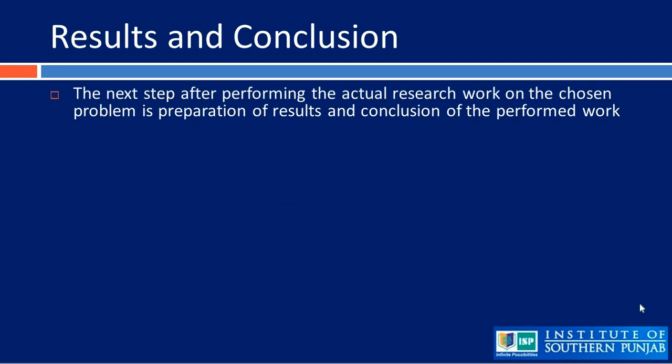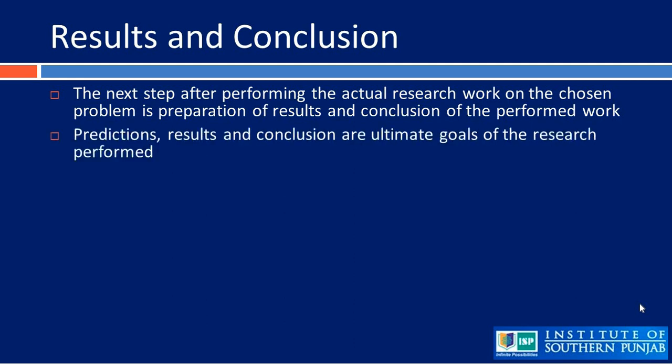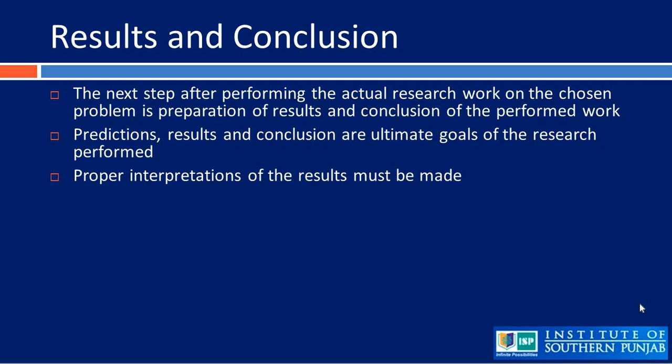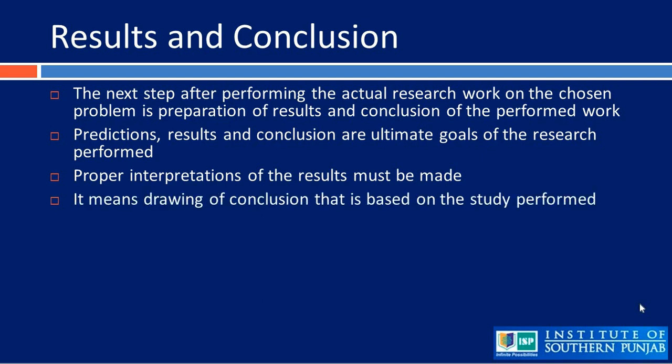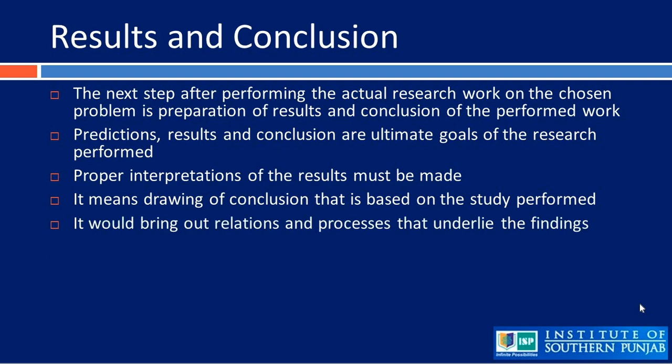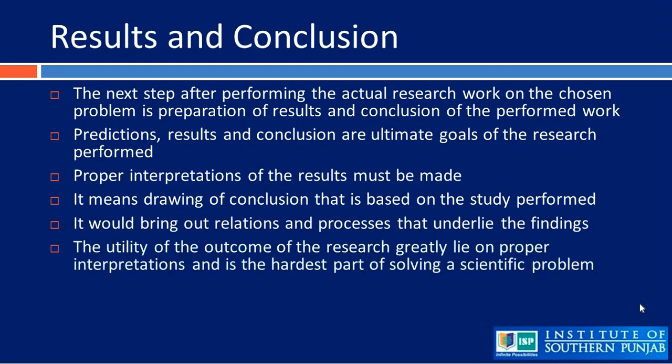The next step after performing the actual research work on the chosen problem is preparation of results and conclusion of the performed work. Predictions, results and conclusions are ultimate goals of the research performed. Proper interpretation of the results must be made. It means drawing of conclusion that is based on the study performed. It would bring out relations and processes that underlie the findings. The utility of outcomes of research greatly lie on proper interpretations and is the hardest part of solving a scientific problem.